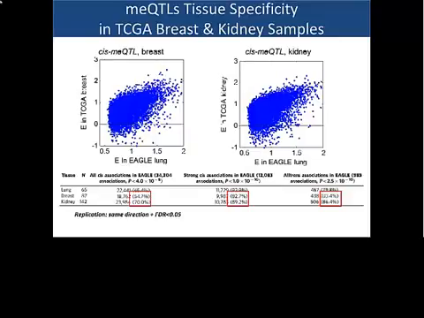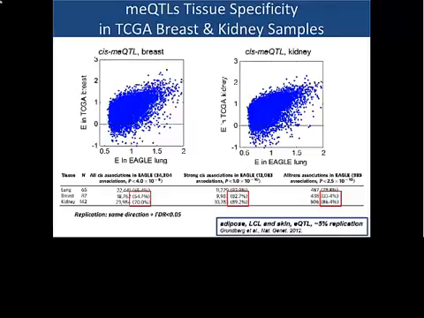And very encouragingly, we found that the majority of the trans associations could be replicated, which is very different from existing expression QTL studies. For example, in a recent paper mapping expression QTLs based on adipose, LCL, and skin tissue samples, they found that for the trans-eQTL signals, only about 50% could be replicated across different tissues.